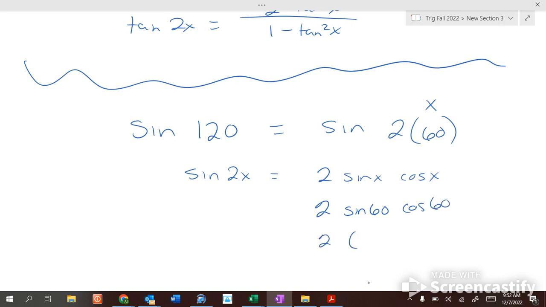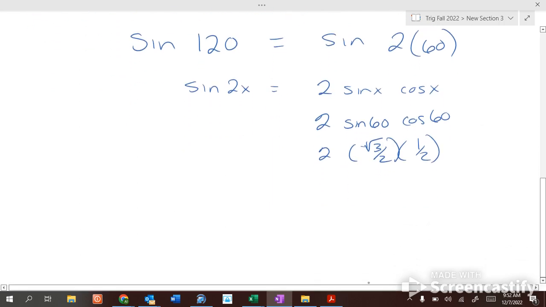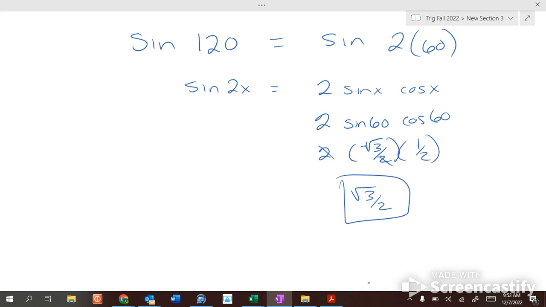Or 2 times square root of 3 over 2 times 1/2. This 2 and this 2 cancel. If you multiply, it's square root of 3 over 2. Which, if you look at the sine of 120, yeah, it's square root of 3 over 2. So you're going to know the answer before you even start these problems. That's why I'm not going to assign very many. It's not going to take you very long to do. But I want you to go through the motions because you have to show your work on the test when you do it.